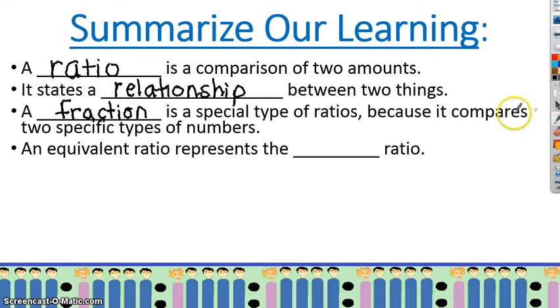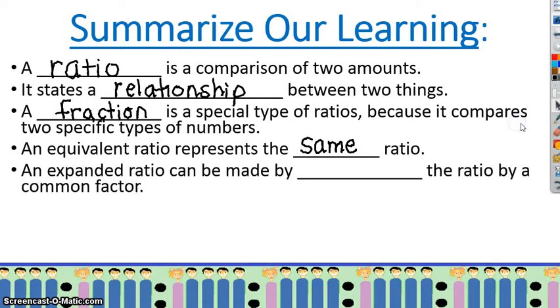An equivalent ratio represents the blank ratio. It represents the same ratio, just in a different way. An expanded ratio is made by blank the ratio by a common factor. We need an action word here. How do we make that common ratio, or that expanded ratio? By multiplying the ratio by a common factor.